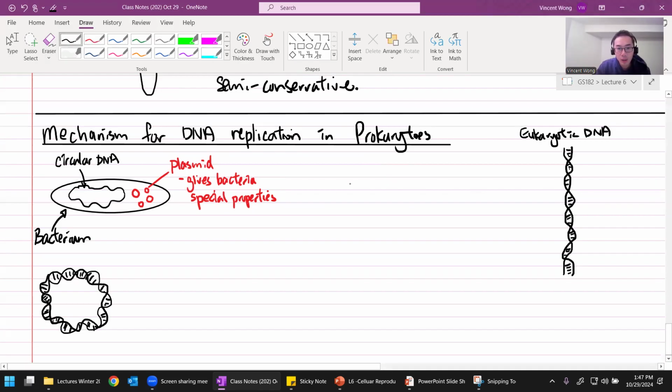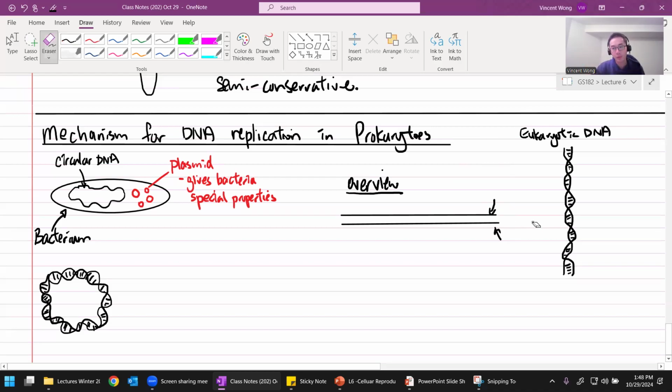Okay, so let's take a look at the overview of what's happening here. Here is the original DNA. I'm not going to draw the ACTGs. You know it's there, but this is one strand of DNA, the other strand, and they are bound to each other through the hydrogen bonds.